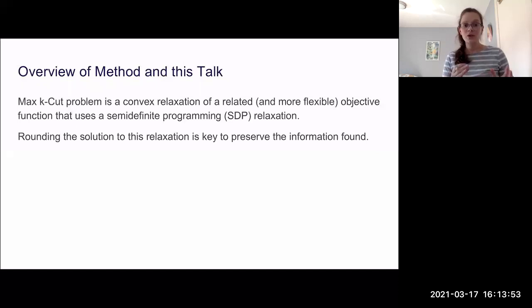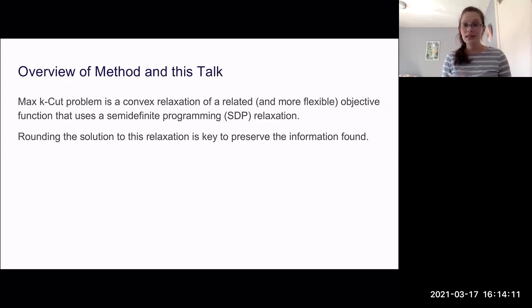So the key when you do any sort of relaxation of an optimization problem is to say, okay, relax the problem so I can solve it, but now I have to go back to my original space. So I actually have to map back to a clustering rather than a relaxation of a clustering.